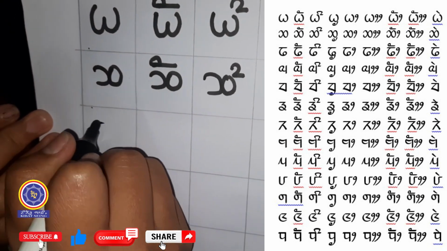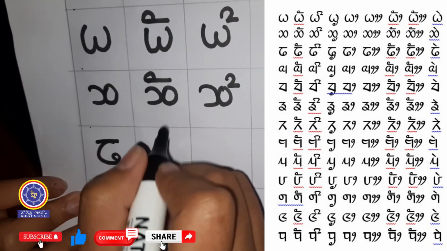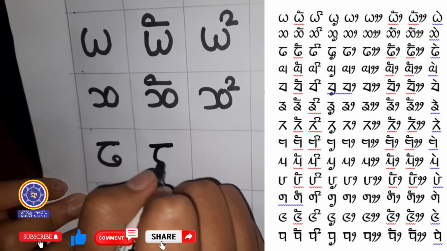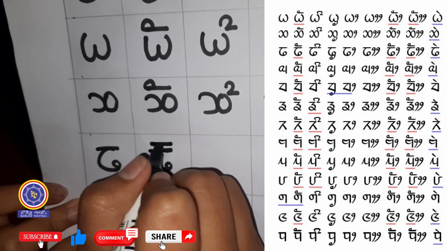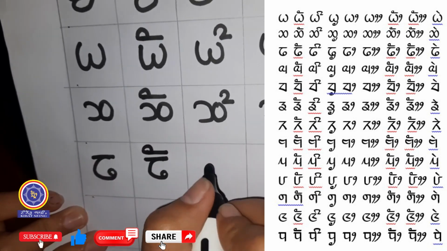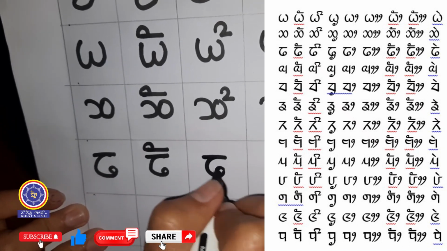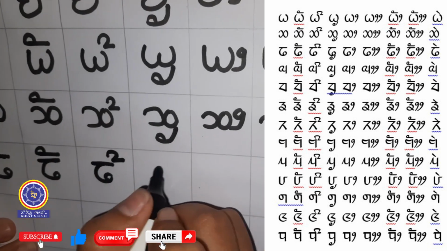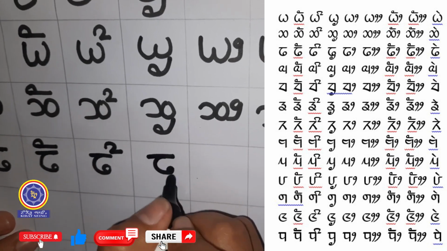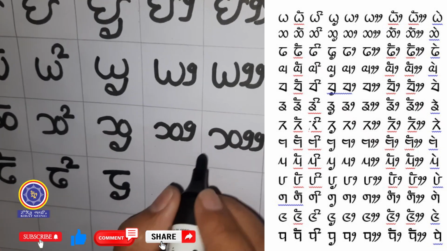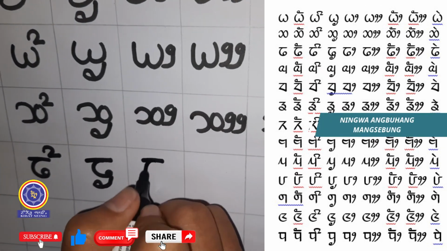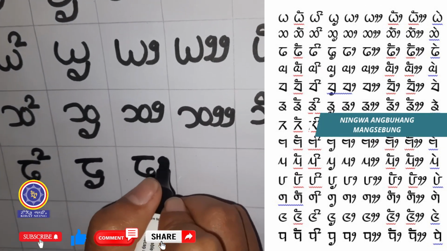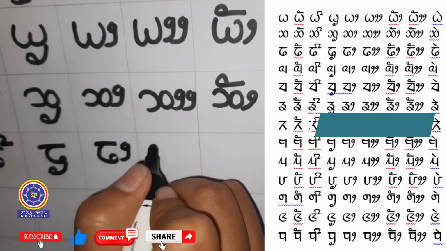and the next letter is bom bom ba, and write ba, and add amma, ba amma ba, and write ba, and add Iksu, ba iksu bi. And write ba and add uksu, ba uksu bu. And write ba and add etu, ba etu be.